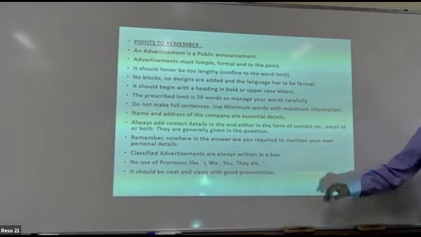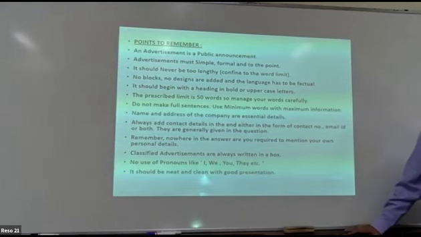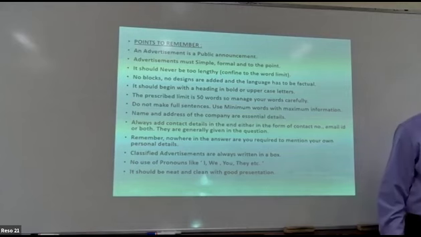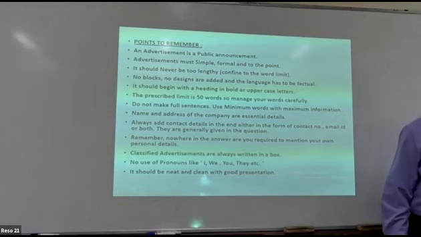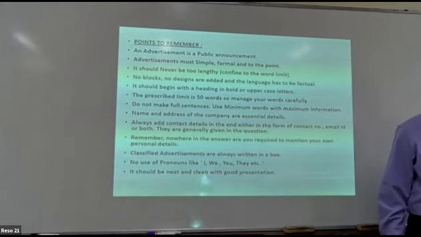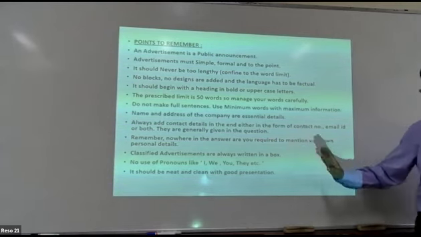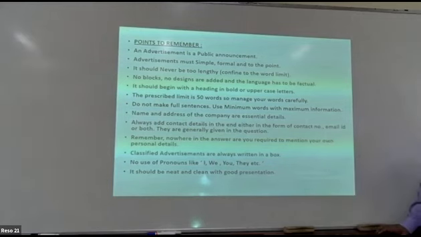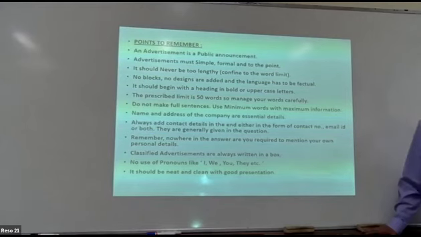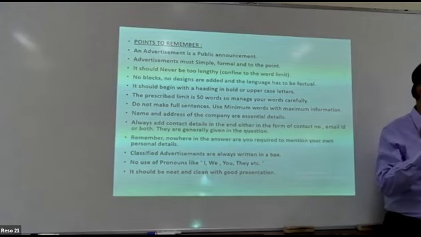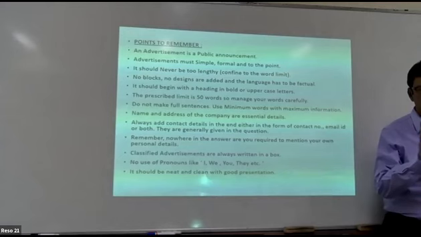One very important thing, no use of pronouns like I, we, you, they, etc. "I want to sell my car," no. "Car available." So words like "I, you contact me," no. Yes, they, them, no such pronouns are needed whenever you put up an advertisement. And last, it should be neat, clear, and with good presentation. So advertisement should always be crispy, attractive, minimum words, maximum information. This thing we have to always keep in mind.